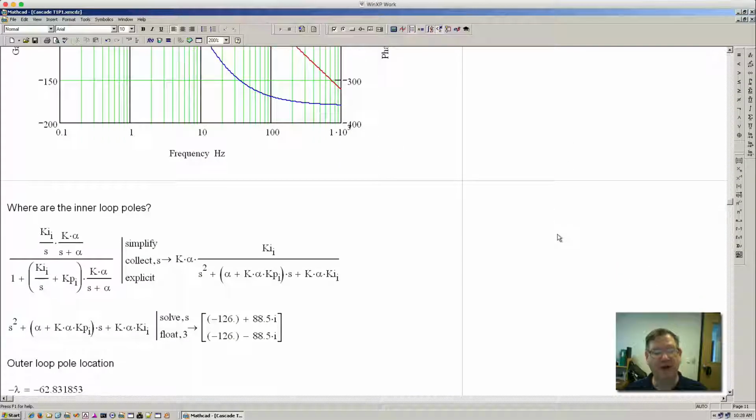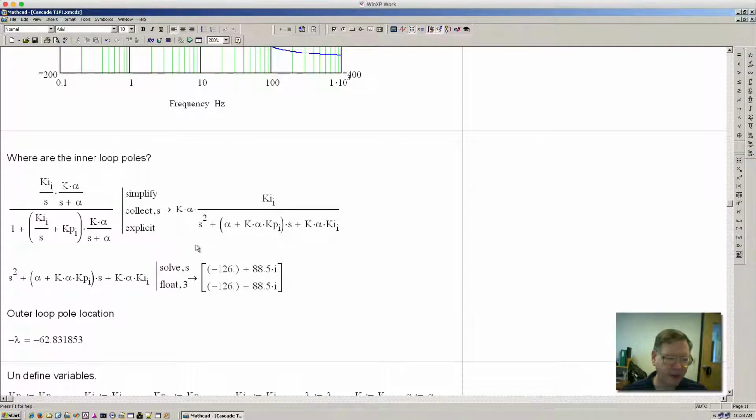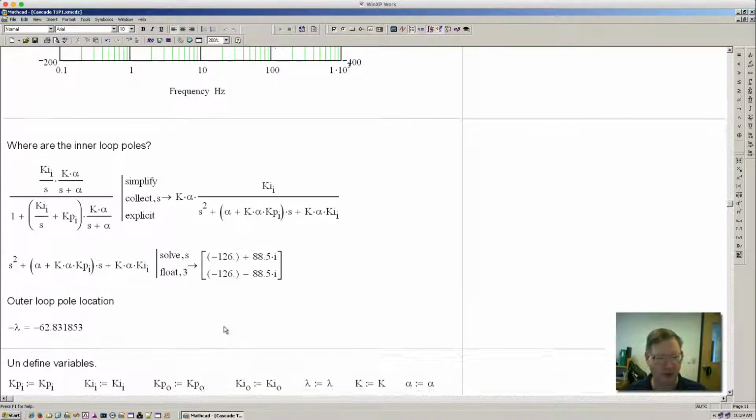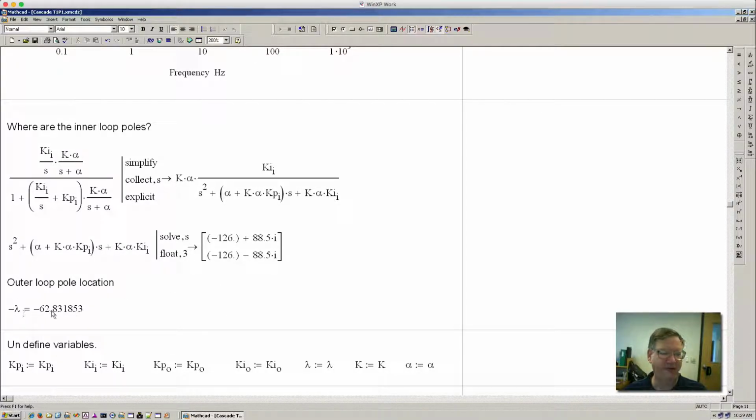So let's just take a look at where the inner loop poles are. You can see that I'm solving for the characteristic equation for the inner loop poles. I didn't do that up above. And I solve, and I can see that they're at minus 126, but there's an imaginary term at 88.5. And fortunately, the imaginary term is not large compared to the real term, so we're not going to see much, if any, tendency to oscillate or overshoot on the inner loop pole. Just for comparison, the outer loop pole is at minus 62.8.